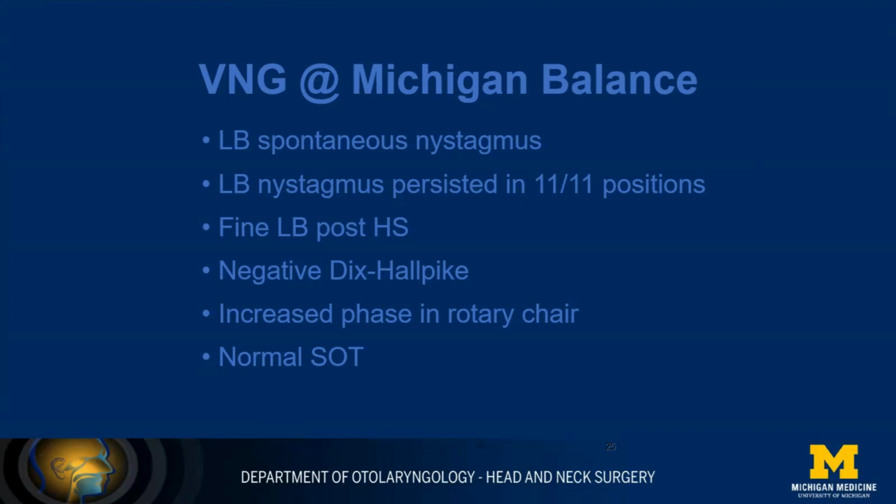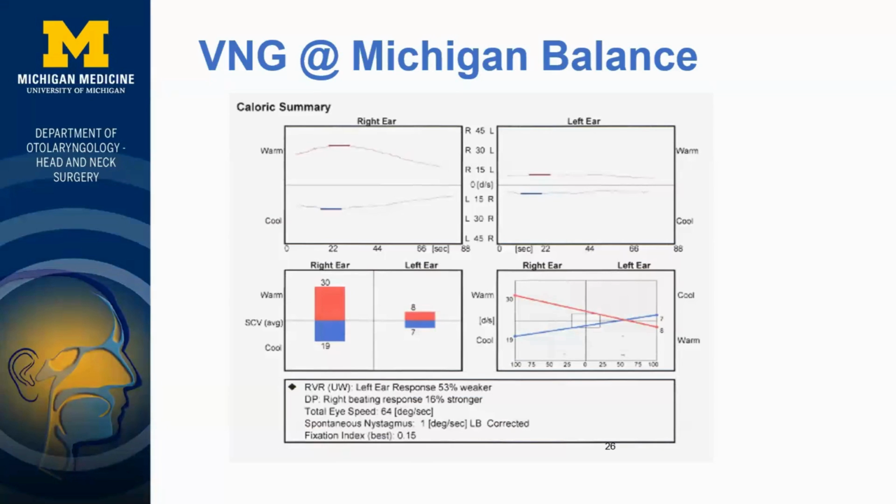When we did testing, he had left beating spontaneous nystagmus. That was in 11 out of 11 positional testing. Fine left beat nystagmus post head shake, negative Dix Hallpike. He had increased phase in rotary chair, but he had normal SOT. So this is what our caloric responses looked like. We have a significant asymmetry here of 53% weakness, which matches that case history. Speeds are 30 and 19, 8 and 7.